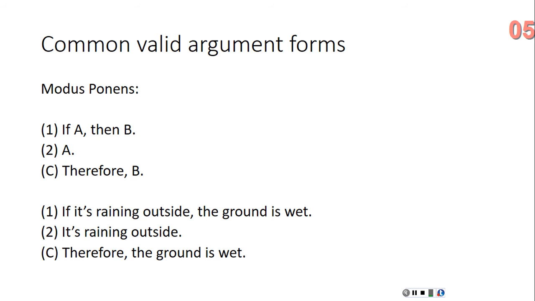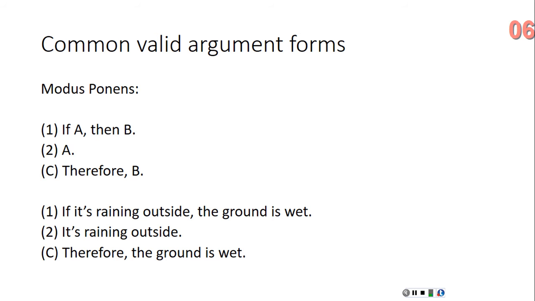Okay, here are some common valid argument forms. One is modus ponens. Modus ponens has the following structure. If A, then B, A, therefore B. The letters A and B, those stand for any statements whatsoever. Okay, so they're variables. If A, then B, A, therefore B.